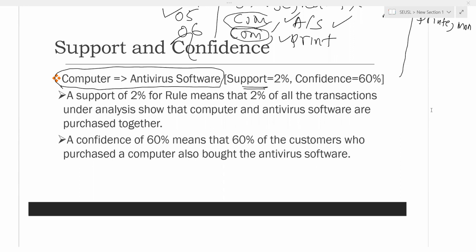If it is support, you need to consider all the transactions, and among them how many transactions contain these two things. If it is confidence, among the left side of this association rule, meaning how many people buy the computer, then there is a possibility to buy antivirus. Confidence considers only computer and antivirus, but in support, we consider all the transactions.